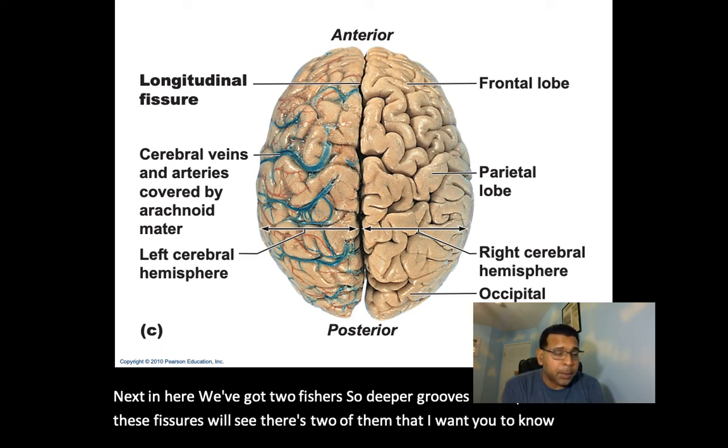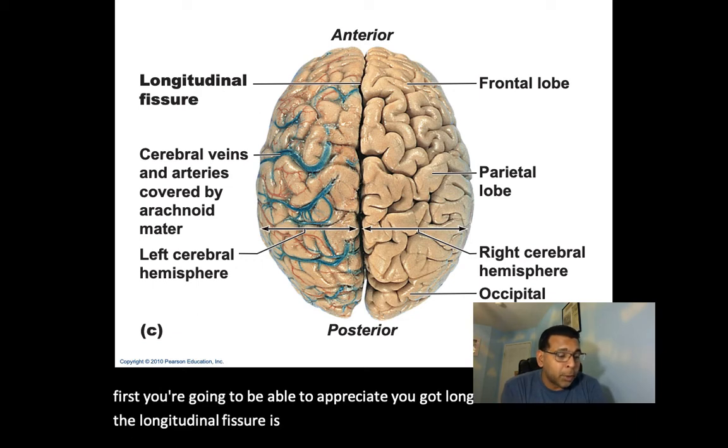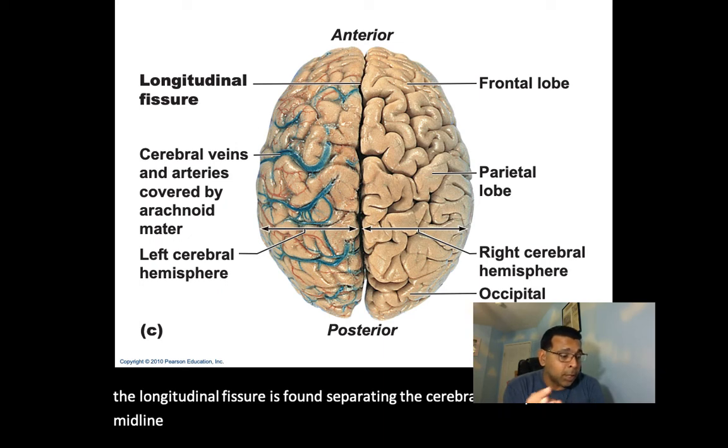First, you've got the longitudinal fissure. The longitudinal fissure is found separating the cerebral hemispheres at the midline. So the first fissure you have is the longitudinal fissure, and it separates the cerebral hemispheres at the midline.